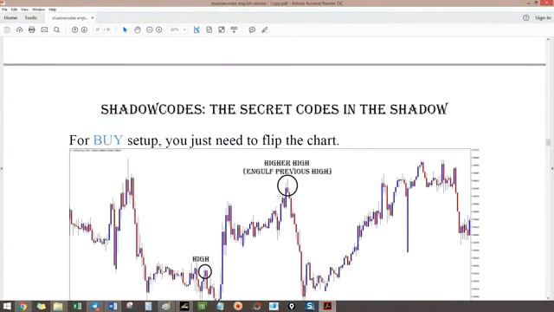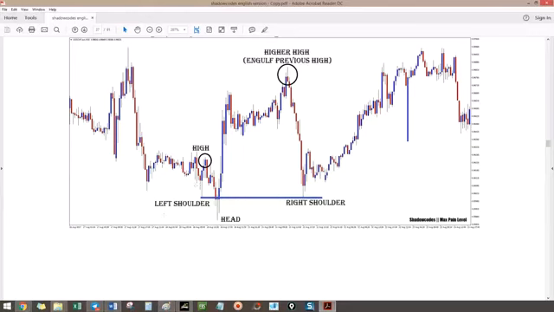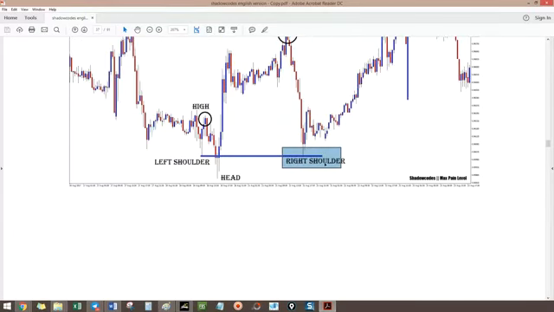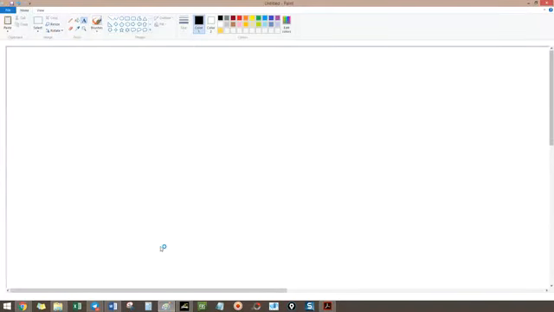And the second one, for buy setup, you have a low, a high, a lower low as a head, and a higher high to engulf this high, and then you'll be entering at the right shoulder. All right. Okay, so that's it for basic QM.